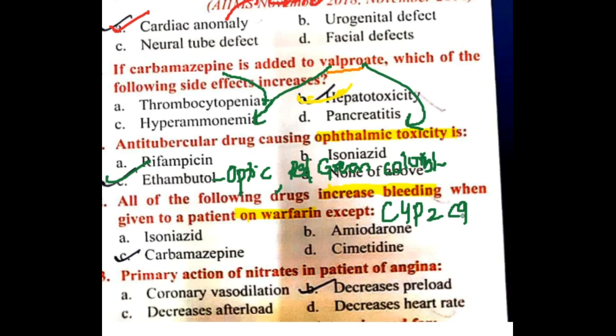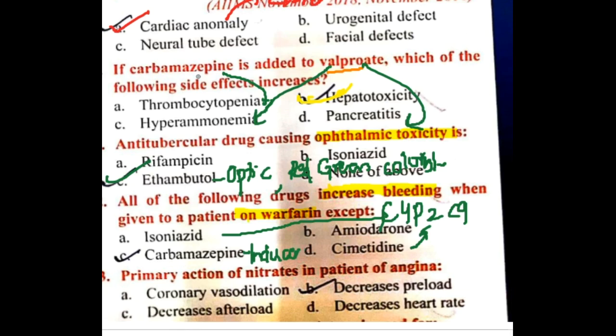If the drugs inhibit CYP2C9, obviously there is no enzyme for the metabolism of warfarin, which will increase the warfarin concentration. So CYP2C9 is inhibited by isoniazid, amiodarone, and cimetidine. As a result, all these will cause increased bleeding, whereas carbamazepine is actually the inducer of CYP2C9, and thus it will increase the metabolism of warfarin, thus decreasing the bleeding symptoms.